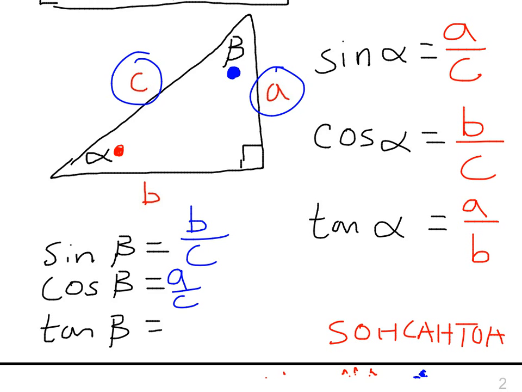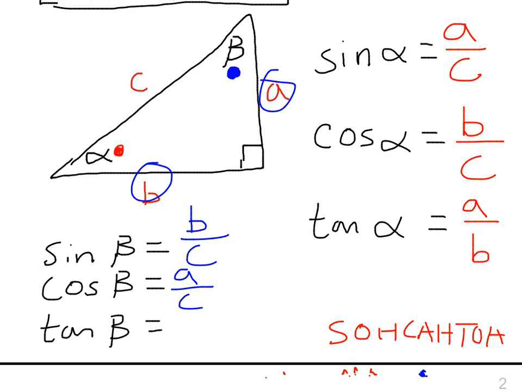Sorry, I'm trying to figure this out as I go. It's A over C. Okay, and then lastly, the tangent of beta, opposite over adjacent, means it's going to be B over A.